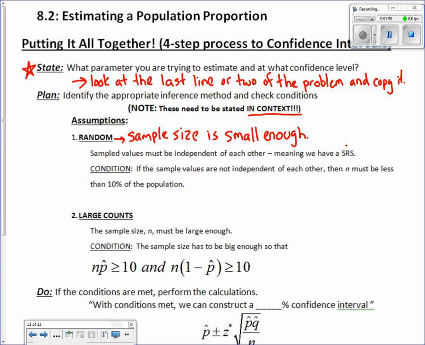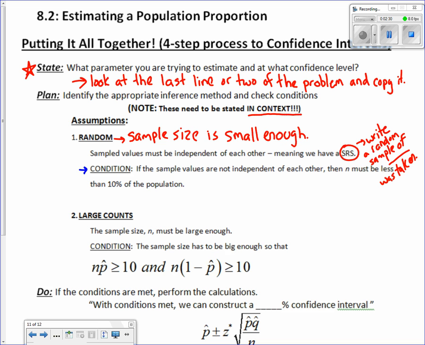If the problem states that a simple random sample was taken, you need to write a random sample of whatever they're talking about was taken. And that condition would be satisfied. Of course, if the problem doesn't say that it was a random sample, then you have to go into more detail and apply this 10% condition.